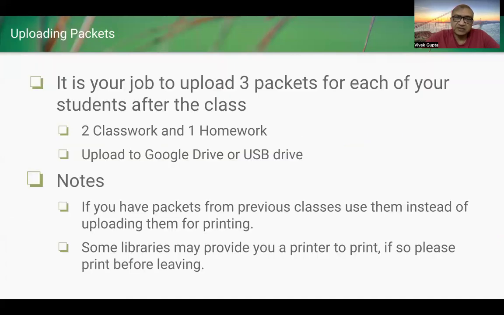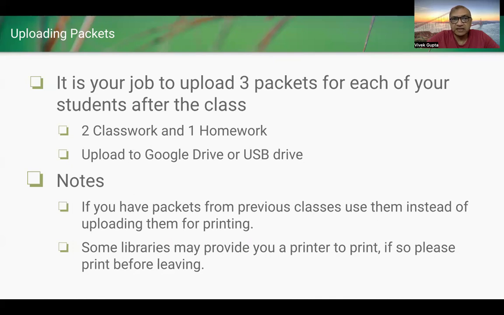So let's look a little bit at what needs to be done to upload the packets. You are trying to upload the packets for the next week's class, both for the classwork and for the homework. So you're trying to make sure that you have enough packets for the particular students that you are teaching, so that you don't have to run around or try to figure out how to print a packet during the actual class next week. So usually we suggest that you plan to print at least 3 packets, two for classwork and one for homework.